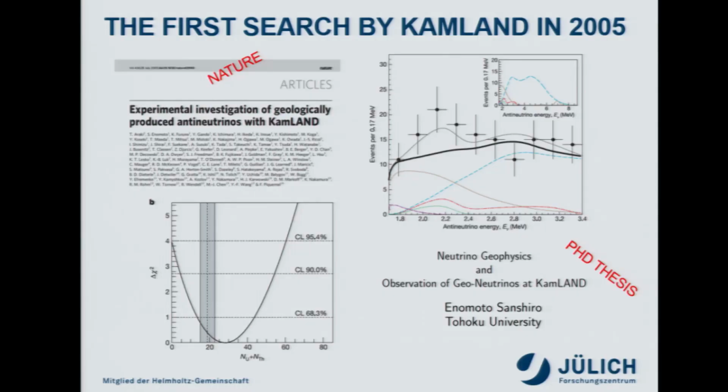The first search for geoneutrinos was done by KamLAND in 2005. It was published in Nature and beautifully described in the PhD thesis of Enomoto Sanshiro. It is really pioneering work. Unfortunately, the statistical significance of the result was below 2 sigma.